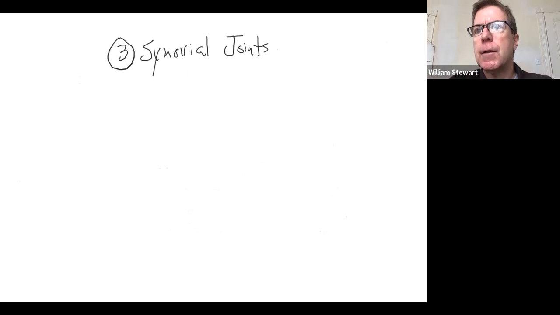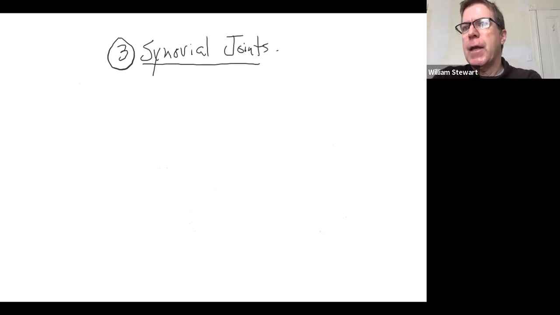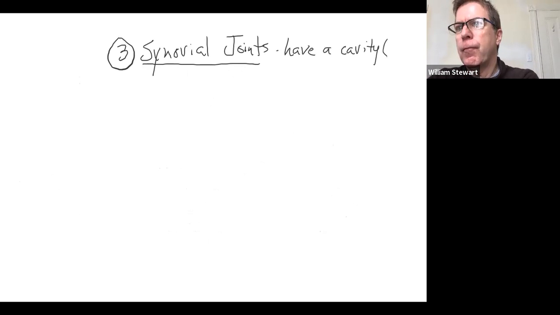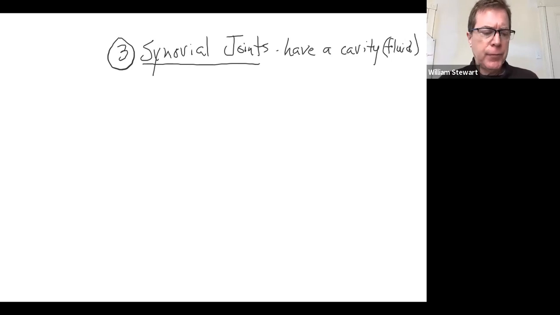Synovial joints, they do have a cavity. It's a fluid-filled cavity. Okay, that's how they're classified. We're going to talk more about synovial joints this whole week, more than any other type of joints. So the presence of a fluid-filled cavity is literally what defines something as being a synovial joint.